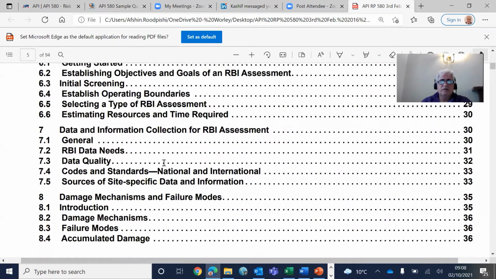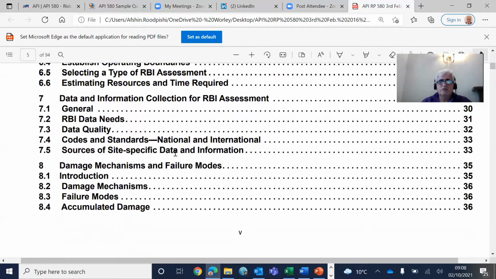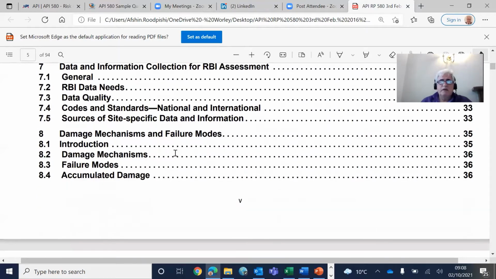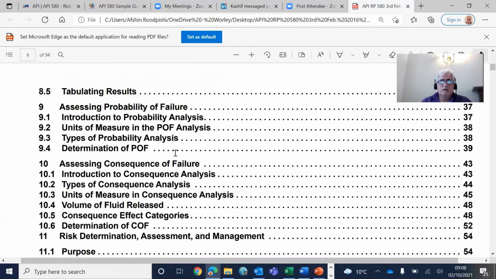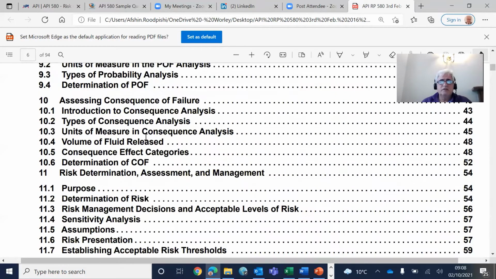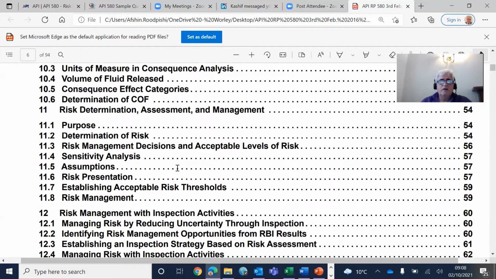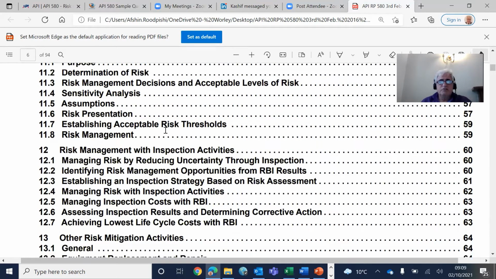Planning, how you plan it. Data and information collection for RBI assessment. Damage mechanisms and failure modes. And then how you do the results. You tabulate the results, assessing probability of failure and assessing consequence of failure, because risk is a combination of probability of failure and consequence of failure. And then the risk determination, assessment and management.